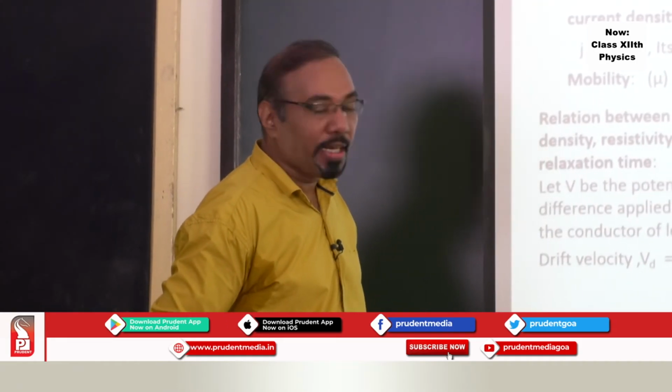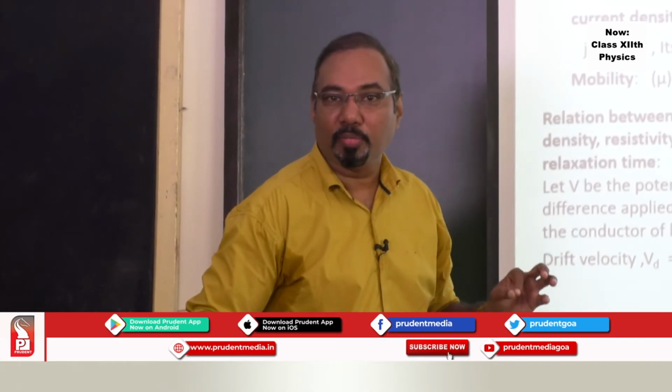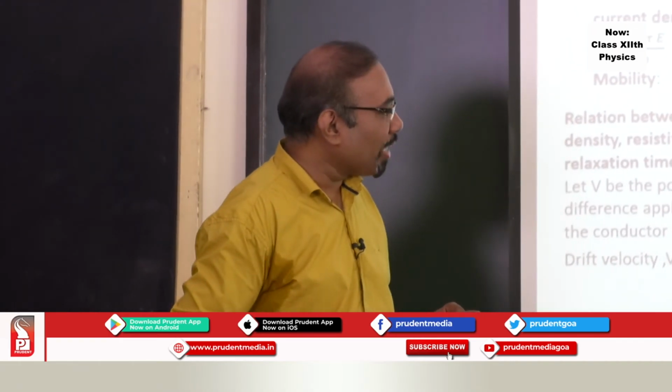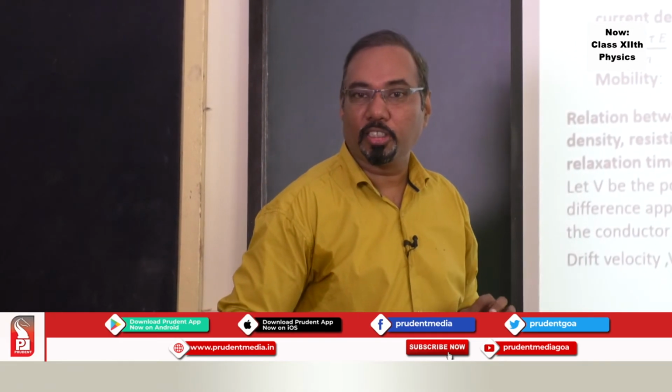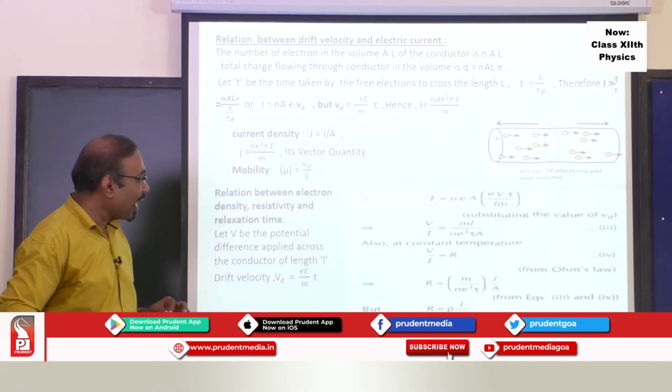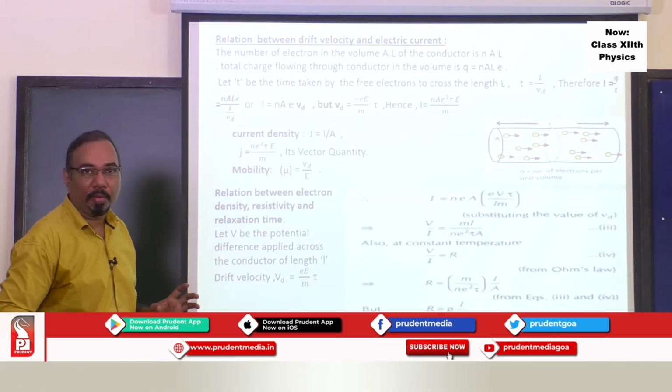e is the charge of an electron, which is 1.6 into 10 raised to minus 19 coulomb. m is the mass of the electron, which is 9.1 into 10 raised to minus 31 kg. And tau is the relaxation time.